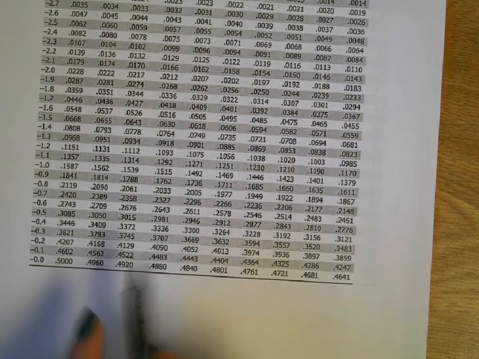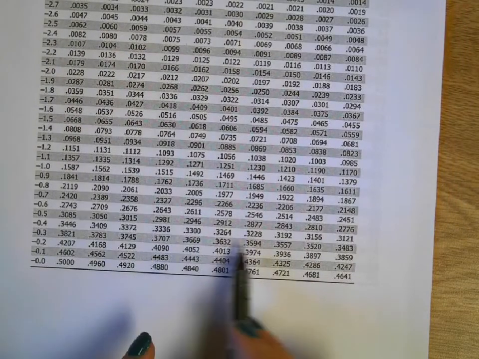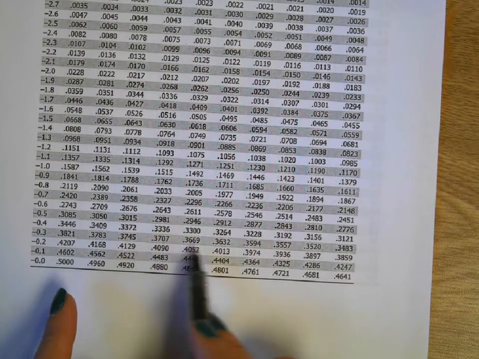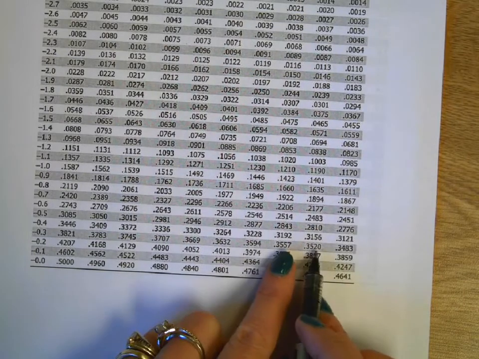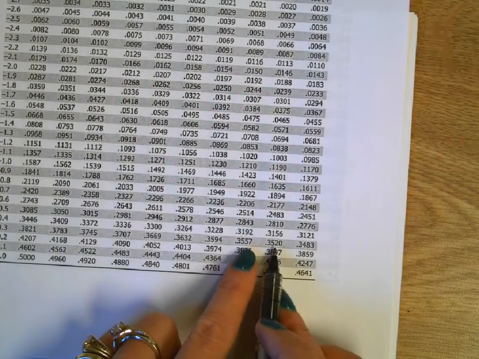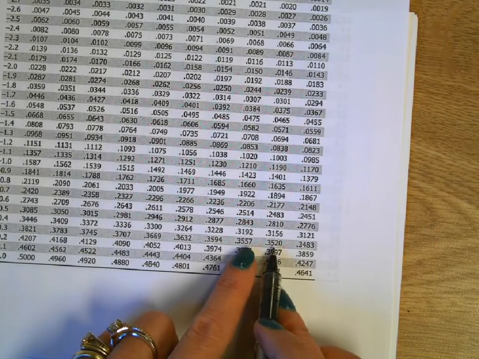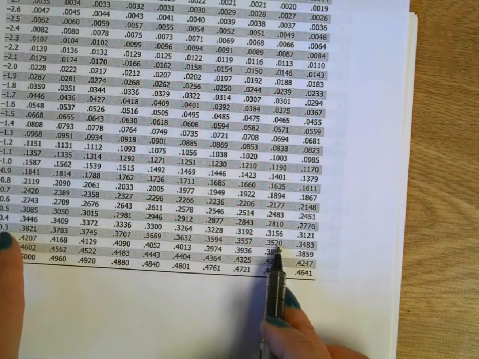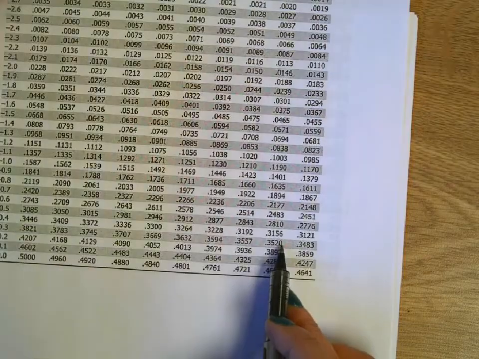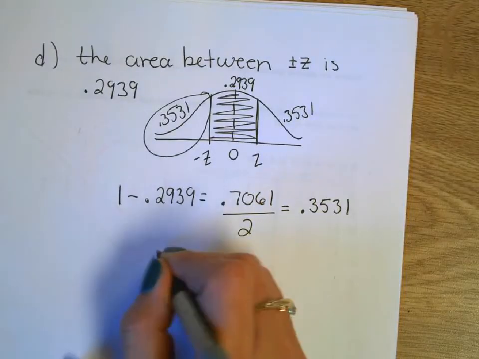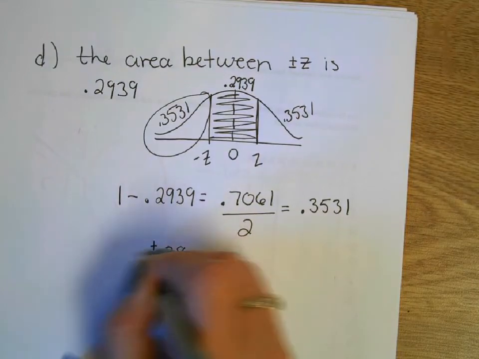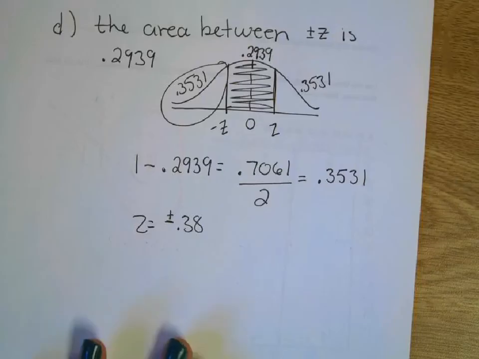Done? Nope. 0.35. Where are you? Right between these 2. 3531, is 31 closer to 20 or to 57? 20. Yep, I agree. So we are at negative 0.38 z-score, and then positive 0.38. So positive and negative 0.38.